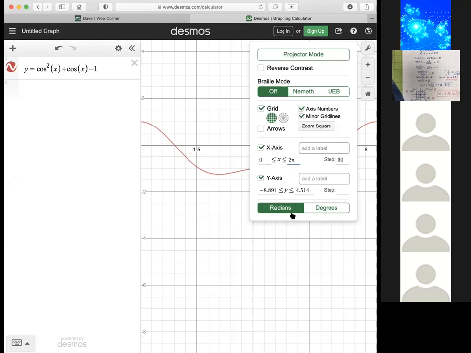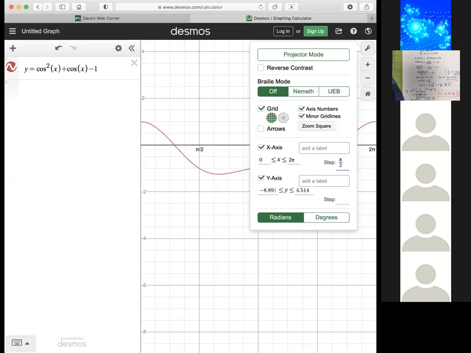Okay, so I turned off the degrees, turned on the radians, 0 to 2 pi. Let's make this pi over 2 or something. Desmos kicks in with a scale when it wants to.